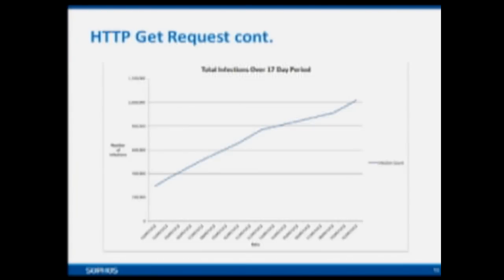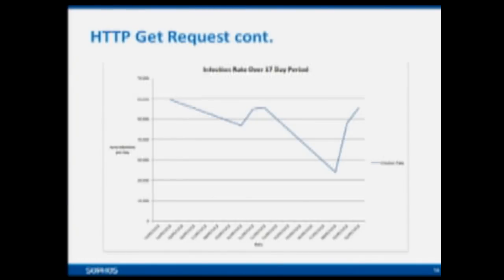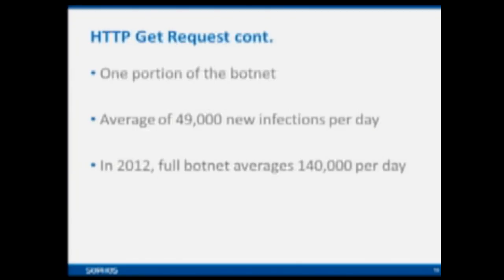Earlier in the year, there was one portion of the Zero Access botnet that was performing this technique. Over a 17-day period, the counter was measured, and even though this is only one portion of Zero Access, it's still some very high figures. It starts out at around 300,000, and after 17 days, it's already got over 1 million. If we look at just the number of new installs on a day-by-day basis, we can see that just one portion of the botnet is managing to get in between 60 and 20,000 new installs every day. The average number over that period is actually 49,000. And again, it's only one portion of the botnet.